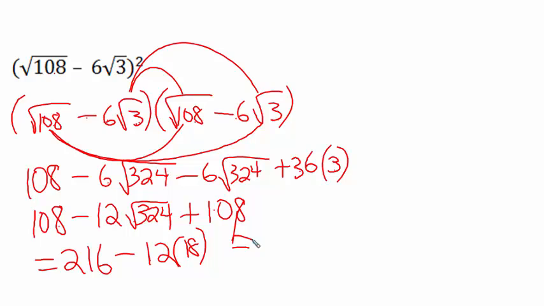So we really have 216 minus 12 times 18, which is 216. We get 0. Oh, darn it.